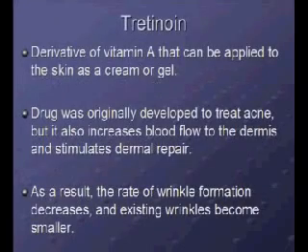Now, there are some substances that can be applied to the skin that will help at least reduce some of the rate of wrinkling or loss of skin texture. One of these substances is referred to as tretinoin. This substance is derived from vitamin A and can be applied to the skin as a cream or a gel. The drug originally was developed to treat acne, but it also increases blood flow to the dermis and stimulates dermal repair. As a result, the rate of wrinkle formation decreases and existing wrinkles can become somewhat smaller.